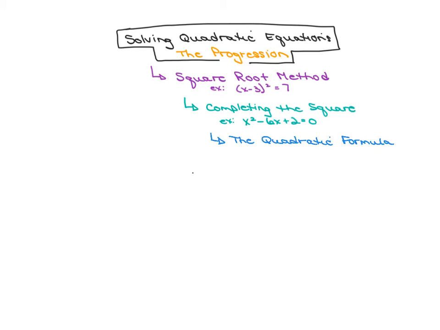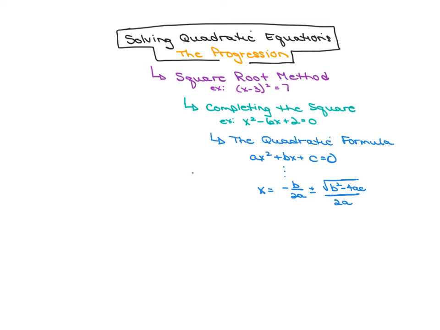So one day, a mathematician took a generalized quadratic equation, ax squared plus bx plus c equals 0, and solved for x by completing the square. The general solutions she found were x is equal to -b over 2a plus or minus the square root of b squared minus 4ac all over 2a.